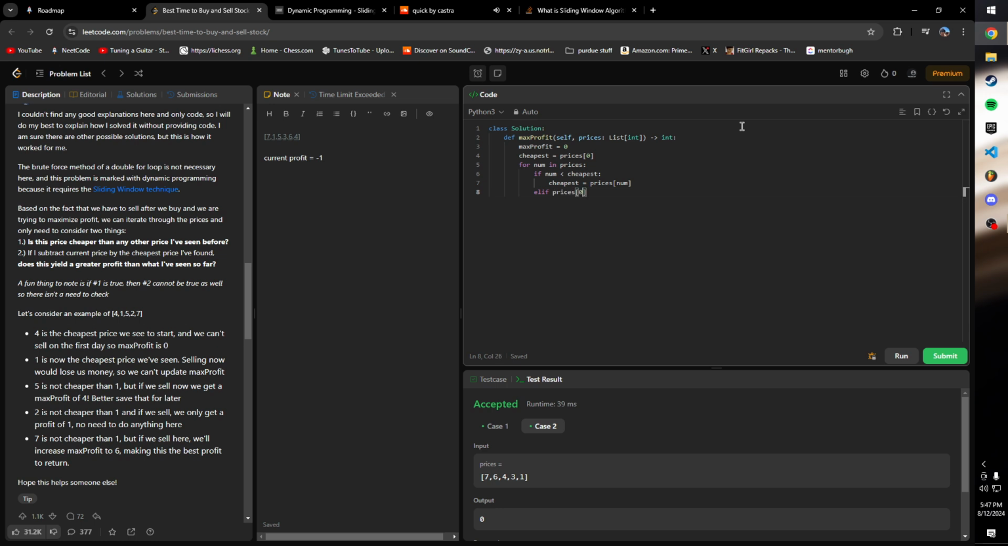num minus cheapest is greater than max profit, then we update max profit too. So max profit equals num minus cheapest. Then we can just return max profit.